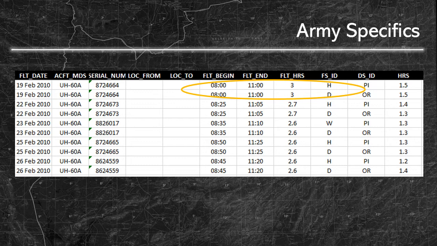For the Army, your DSID code will identify whether or not you can log civilian PIC time. That's great, but until you go through all of your records and condense those lines into individual sorties, there's no way to quickly and easily summarize your totals.